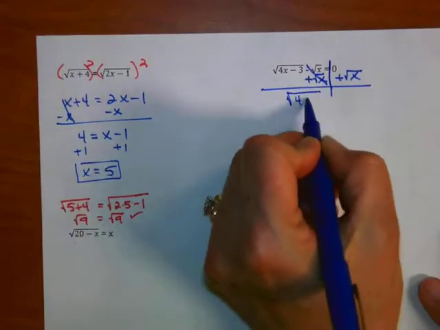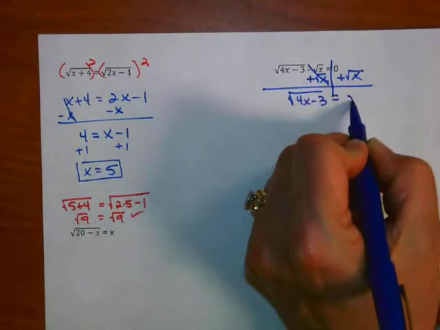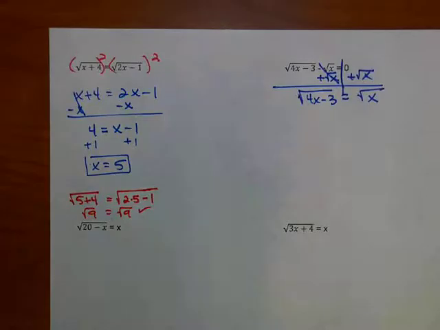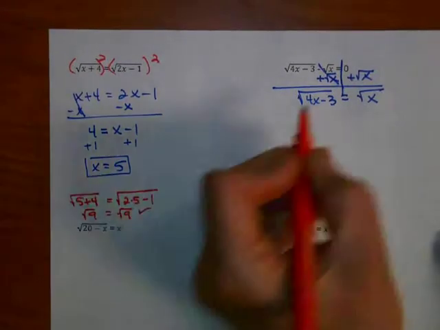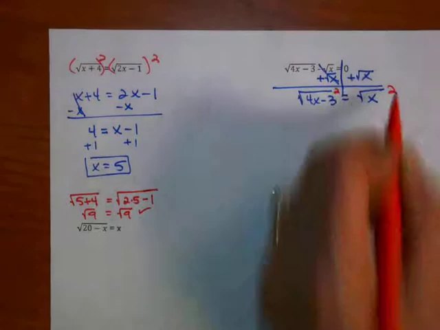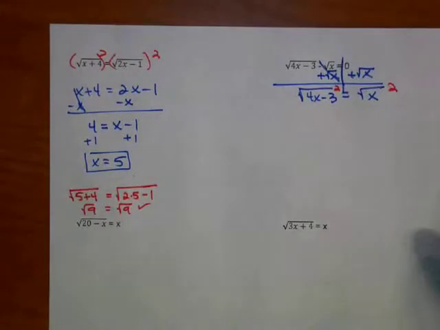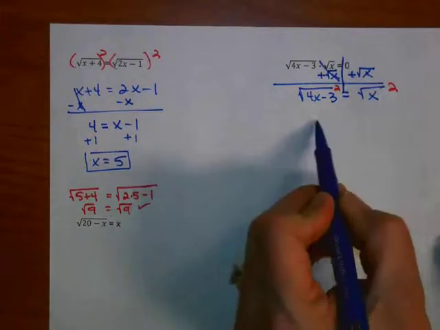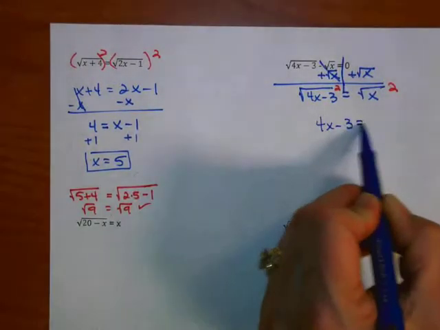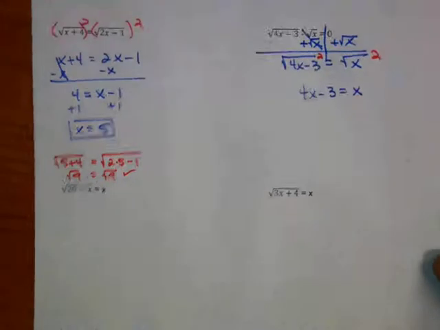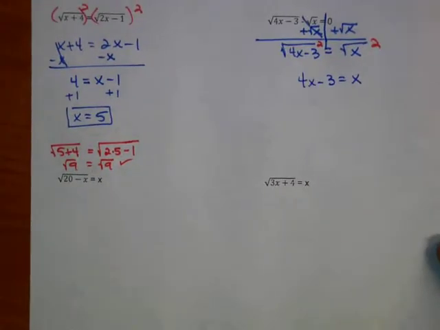Now we have 4x minus 3 equals the square root of x. I just drew a line there just to kind of show you what I did. Now I can get rid of the radical by doing what? Squaring both sides. Parentheses or not, it doesn't matter. Now, all I'm left with is what's underneath the radicand. And then it becomes a pretty basic problem to solve for x.